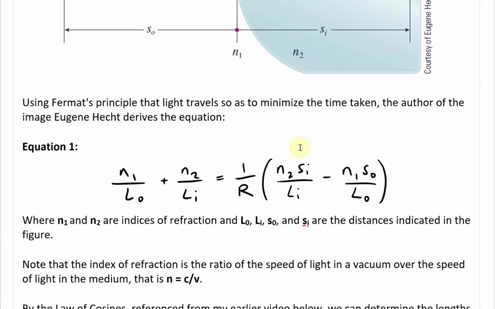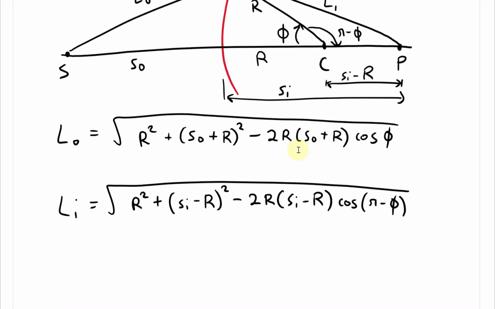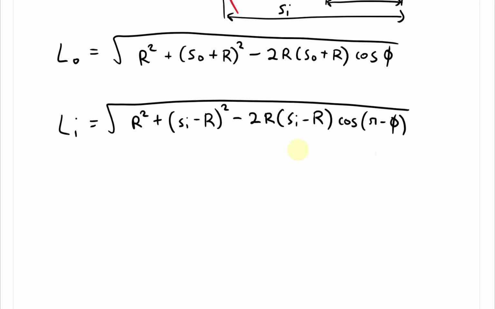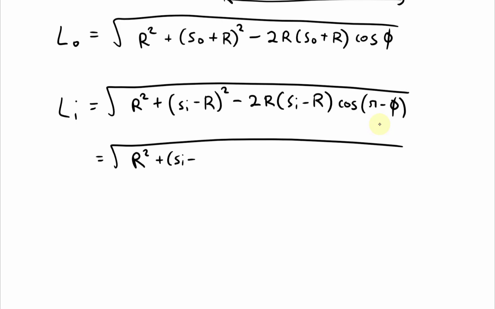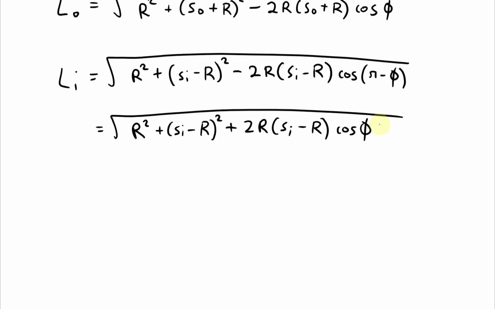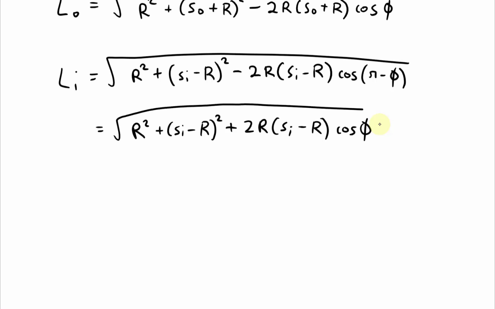So the next step is, this cosine of pi minus phi is equal to negative cosine phi, so we can simplify this as r squared plus si squared, and I'll show the derivation of the identity in a bit. This is going to be plus 2 r si, making the si a subscript, minus r cosine phi, all under the square root.